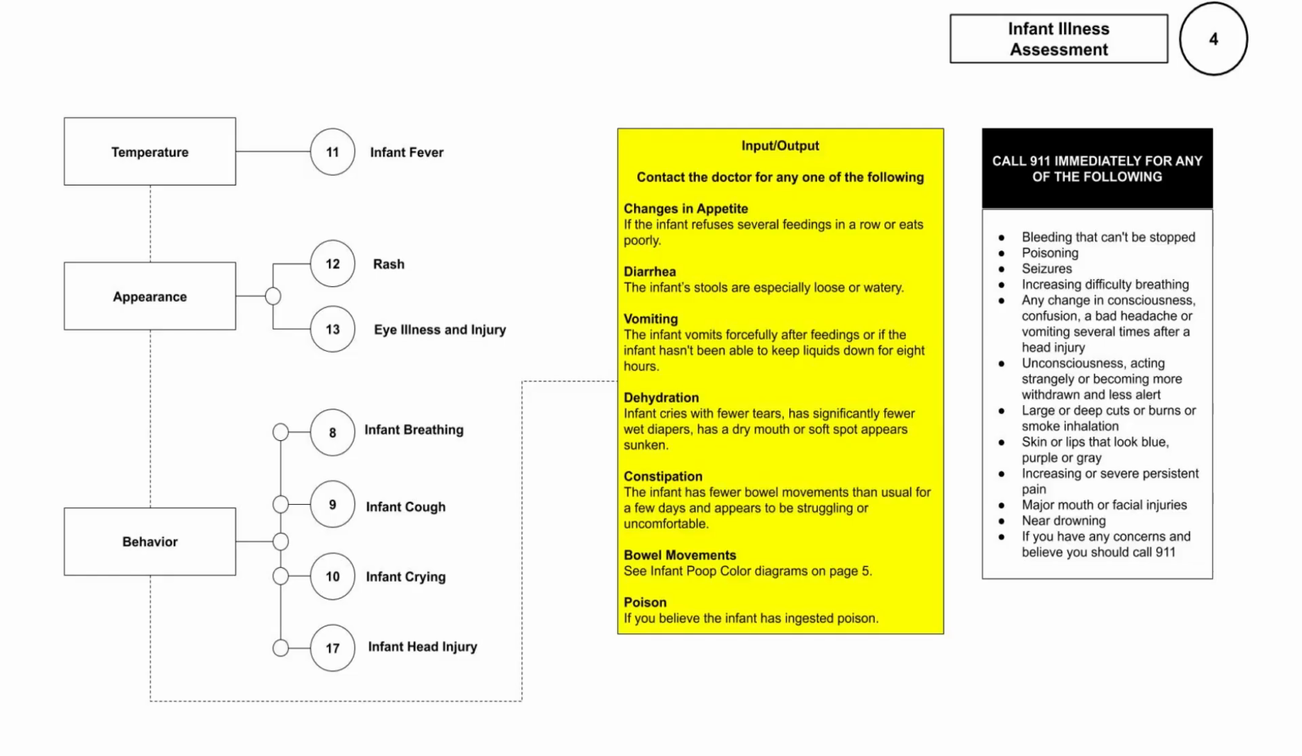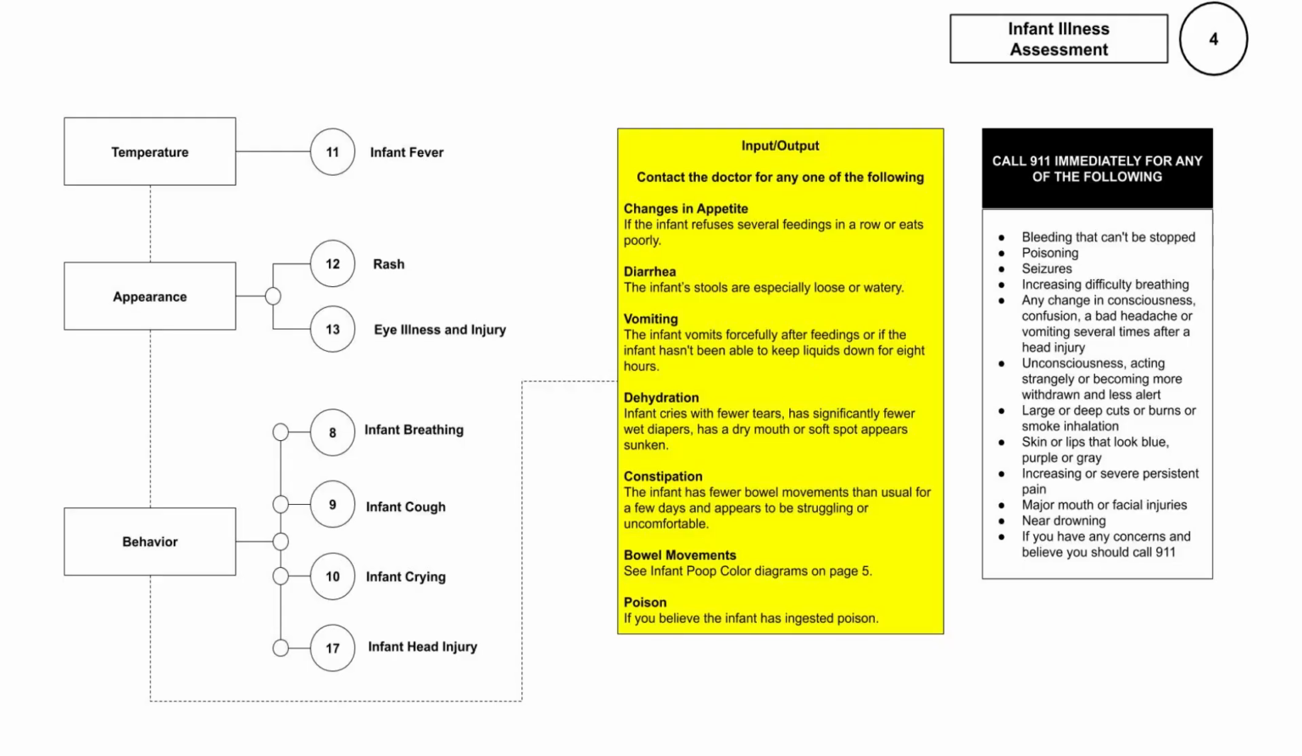And finally, input and output. And sometimes this is the most telling thing about the infant that will give us a good idea that our infant's just not feeling well at all. And so what we're looking for is changes in appetite. If the infant refuses several feedings in a row, or just eats poorly, or all of a sudden the infant has diarrhea and it's really loose and it's really watery, or the infant forcefully vomits after a feeding. This is not just a dribble, but this is a forceful vomit right after a feeding, or maybe the infant has not been able to keep liquids down for 8 hours.